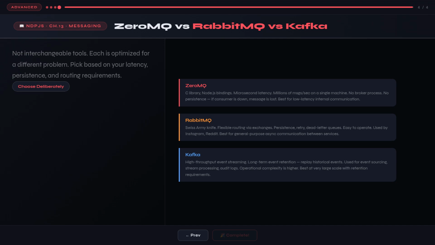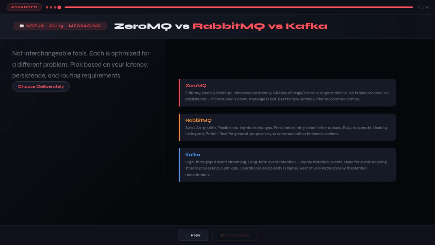The architectural choice between peer-to-peer messaging and broker-based messaging is worth dwelling on, because the wrong choice for your context creates problems that are hard to fix without a major refactor. Peer-to-peer messaging, using a tool like ZeroMQ, is the right choice when you need extremely low latency, want to avoid an additional infrastructure dependency, and have a relatively small number of well-known communication partners.